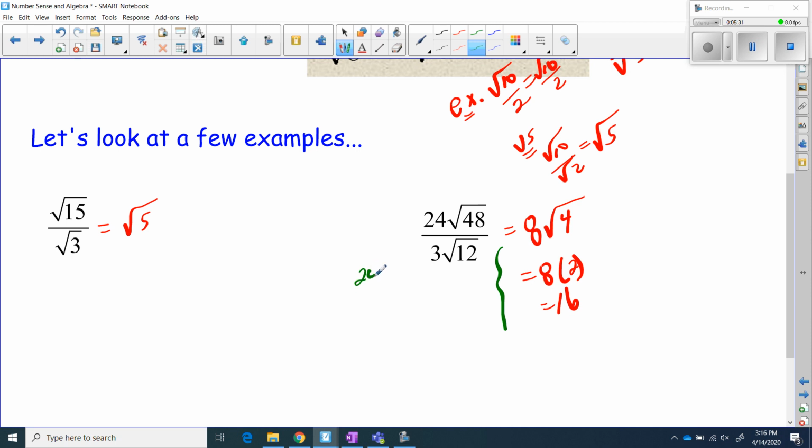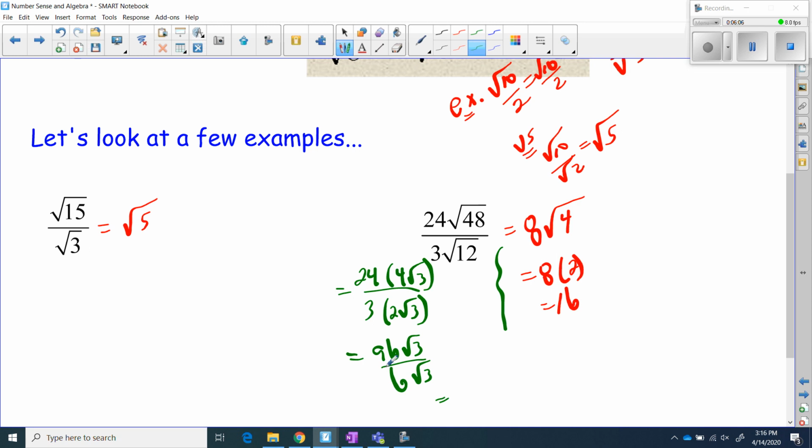So 24. Simplify that radical. 48 is 16 times 3. So the square root of 16 is 4, radical 3. 12 also simplifies. The square root of 12 is, 12 is 4 times 3, and the square root of 4 is 2, radical 3 left underneath there. So now I've got 24 times 4, which is 96, square root 3. 3 times 2 is 6, square root 3.